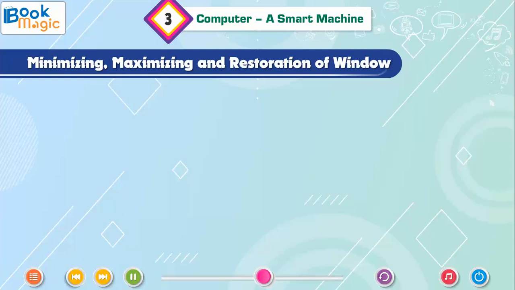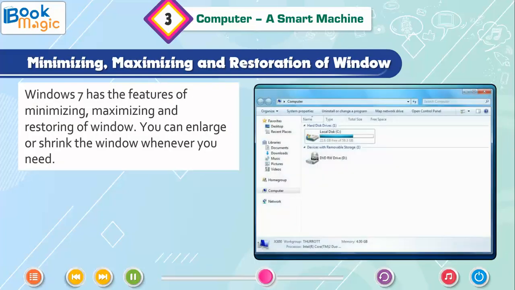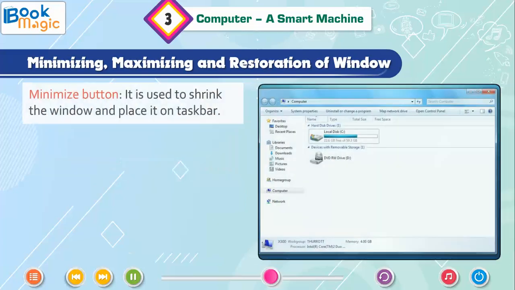Minimizing, maximizing and restoration of window. Windows 7 has the features of minimizing, maximizing and restoring of window. You can enlarge or shrink the window whenever you need.